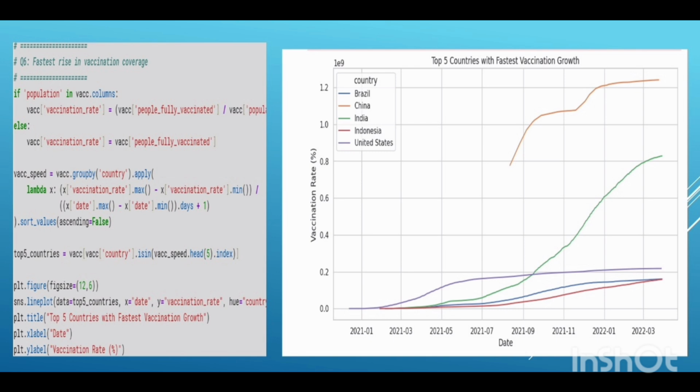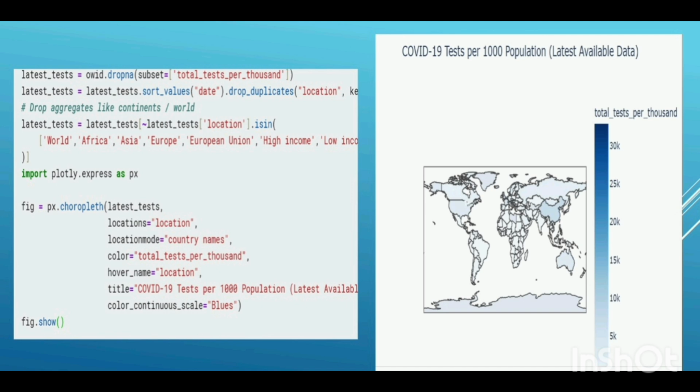Additionally, I used Plotly to create a world map of vaccination rates. This revealed a striking inequality. Countries in Europe and North America had very high coverage, while many African and poorer nations lagged far behind.